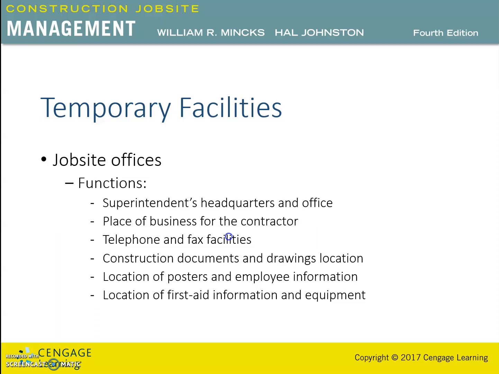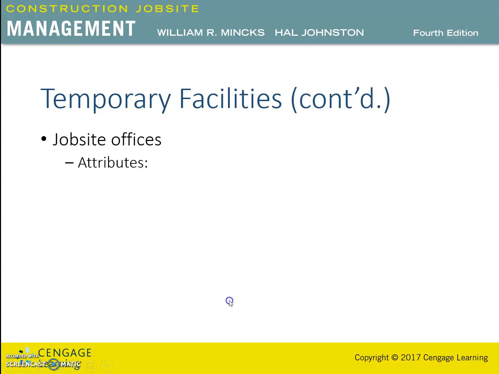All employee information, such as safety posters and posters from state and federal agencies, information informing the employees of certain rights and obligations, and statements of company policy should be posted at the special bulletin board. So now these were some brief functions of the job sites. There are some attributes of the job sites. A list of attributes and the equipment commonly found in the job site includes the following.